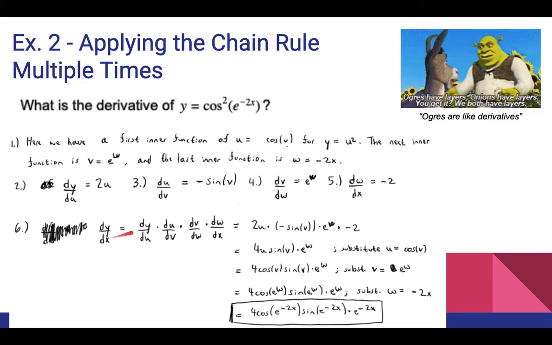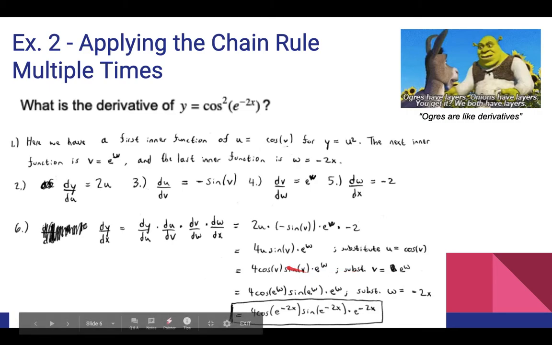So dy over dx is then going to be dy over du times du over dv times dv over dw times dw over dx, hence why we call it a chain. The du's cancel out, the dv's cancel out, and the dw's cancel out. So our result is we're going to get 2u times negative sine of v times e to the w times negative 2. So now we're going to start substituting things back in.